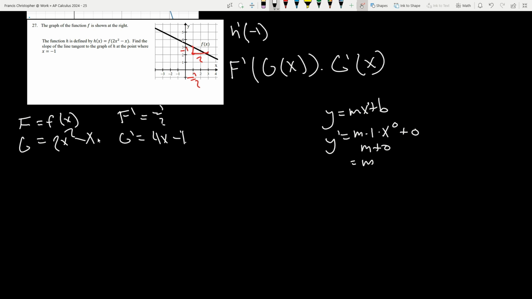So f prime of g, notice how you can't really put g into f here because it's always constant. If you don't understand what I mean, if you have a line, it doesn't matter what your x is, your y is always going to be this constant. So for all x, f prime will be -1/2.